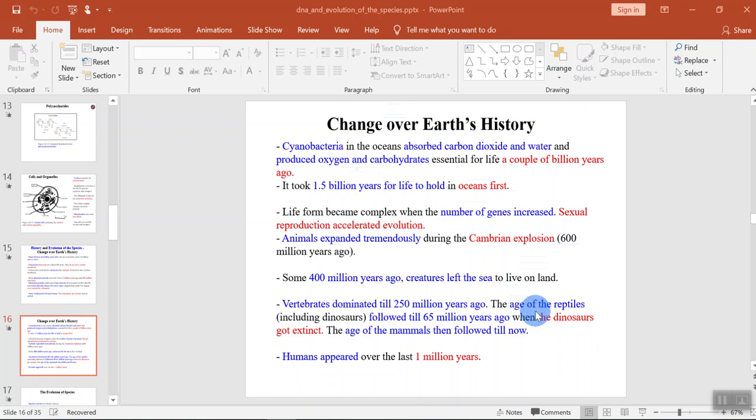The age of the reptiles and birds, including the dinosaur, followed till 65 million years ago, when the dinosaurs got extinct. The age of the mammals then followed till now. Humans appeared over the last 1 million years.